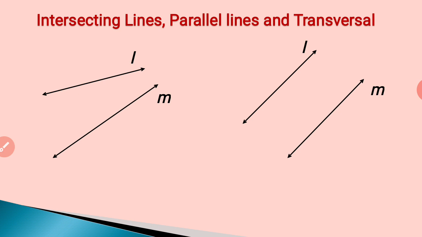Now let us see about the transversal. So this is one line which is intersecting both L and M. Let me name it as T. This T is known as a transversal which is intersecting both the given lines. Here also for the parallel lines I have the transversal T. It is intersecting both L and M.